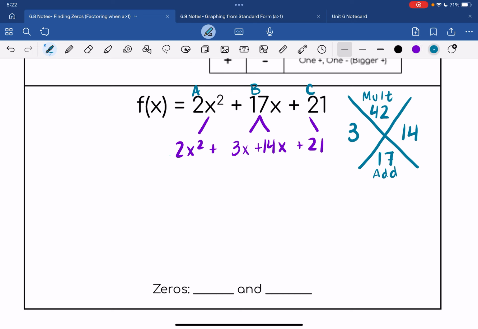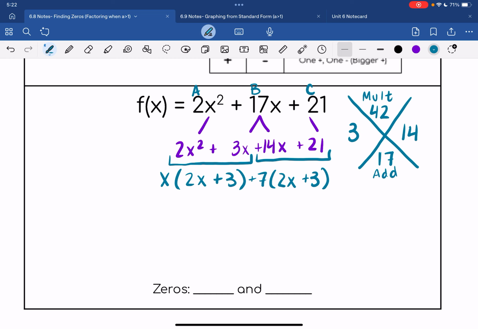So factoring by grouping, out of these first two terms, 2x squared and 3x, all I can pull out is an x. So 2x squared, pull out an x, leaves behind the 2x. 3x, pull out the x, leaves behind the 3. So I've got 2x plus 3 there. And out of 14x plus 21, I can divide both 14 and 21 by 7. 14x divided by 7 is 2x. 21 divided by 7 is 3.